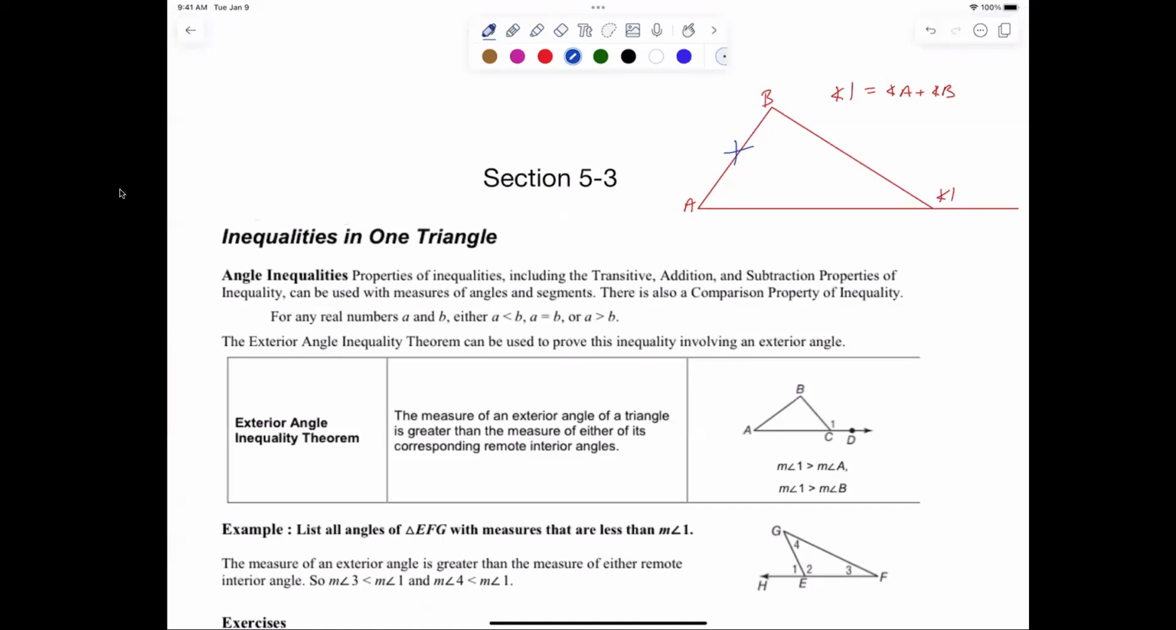We say the sum is always greater than the what? Than its parts. That's exactly right. The sum is greater than the parts. So angle 1 is greater than angle A. Angle 1 is greater than angle B. Now we can also extend this out this way. If I call this, for example, angle number 2, then we could say that angle number 3 is greater than what? B and 2. That's it.